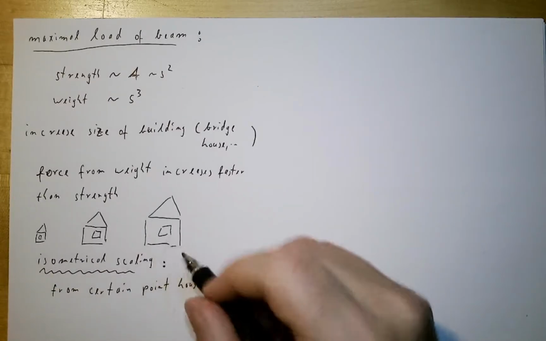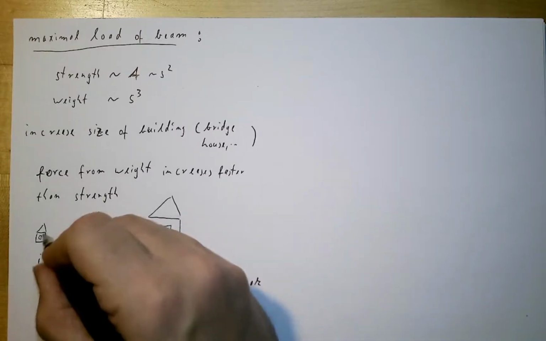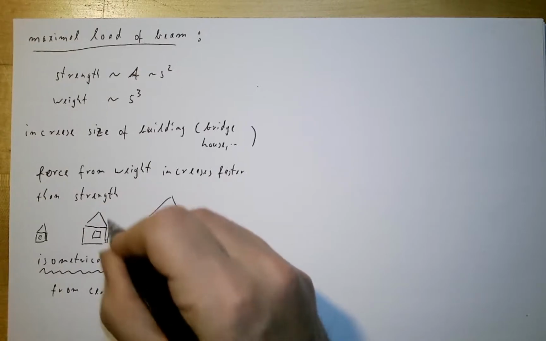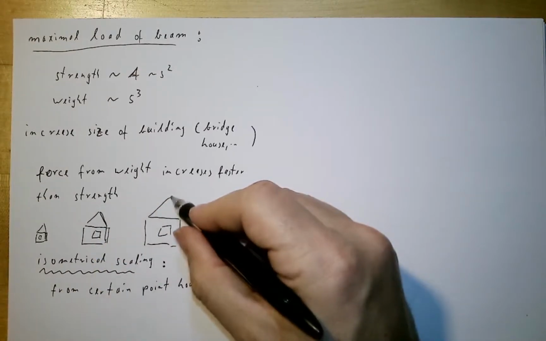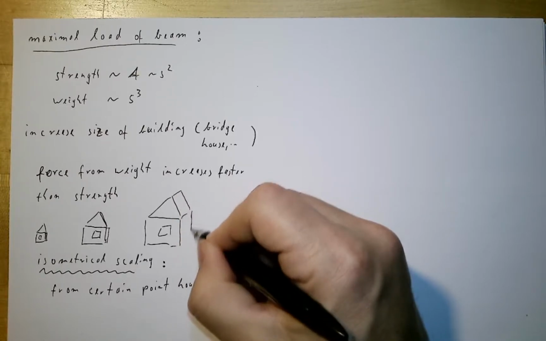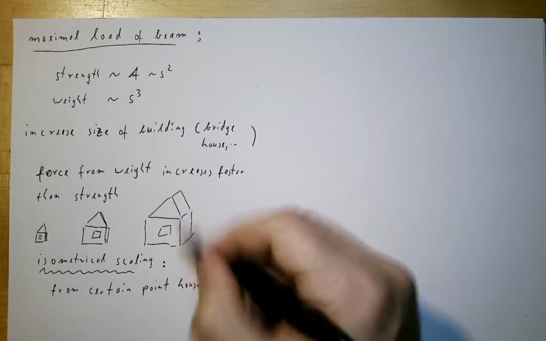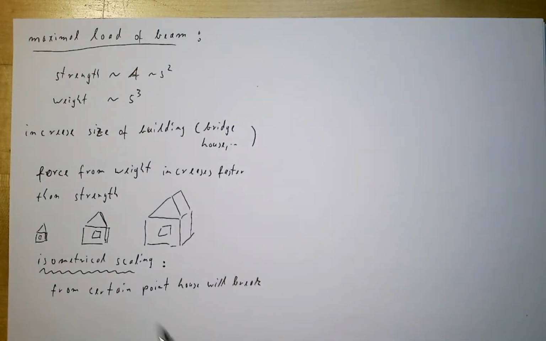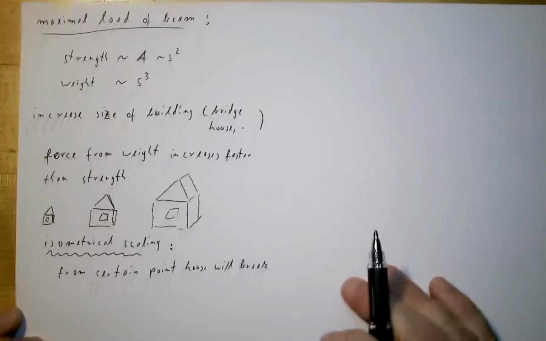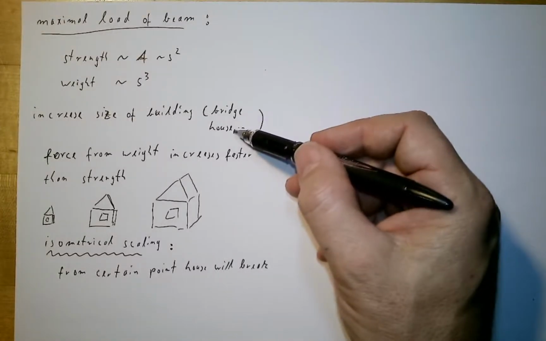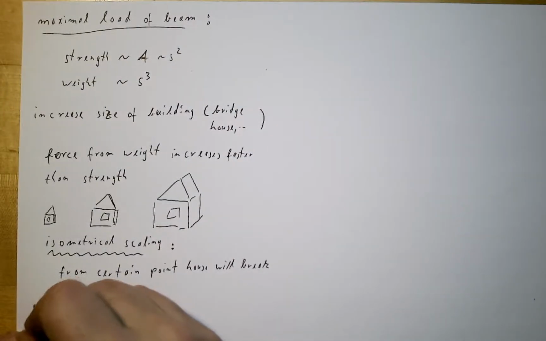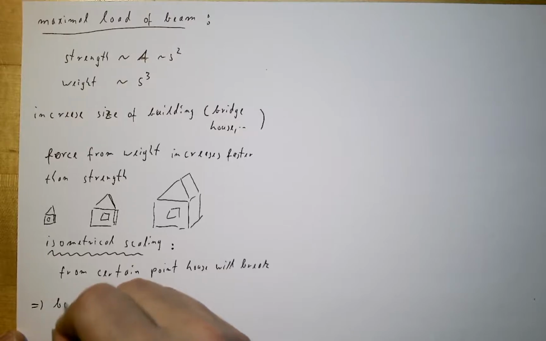And what does it mean? In practice, the larger house needs an over proportionally bigger wall in order to sustain the weight. So if you just isometrically scaled the whole thing, it would break apart. Now this was for bridges and houses, but the same holds not only for beams, but also for bones and animals.